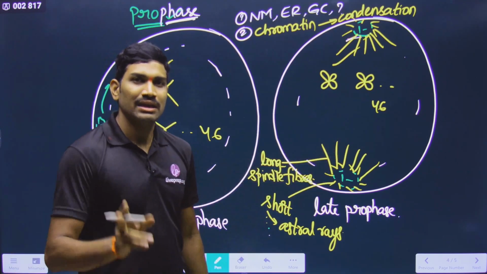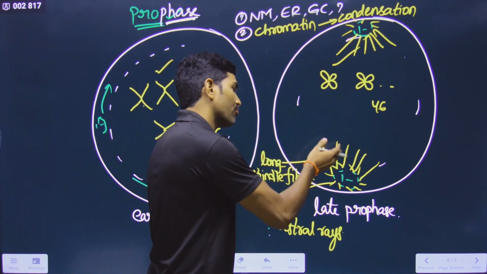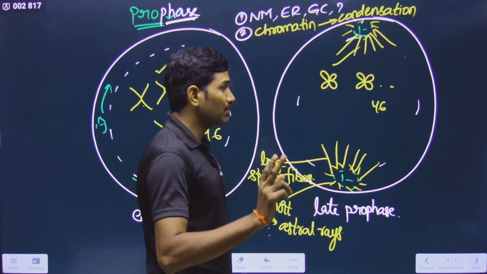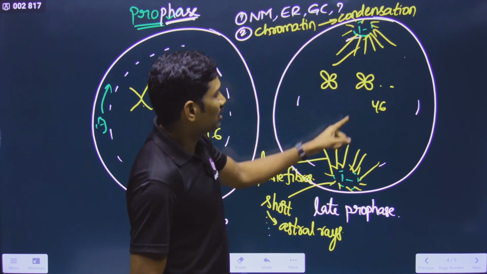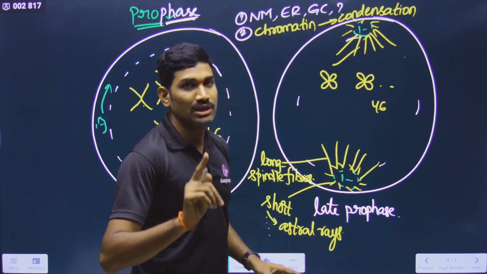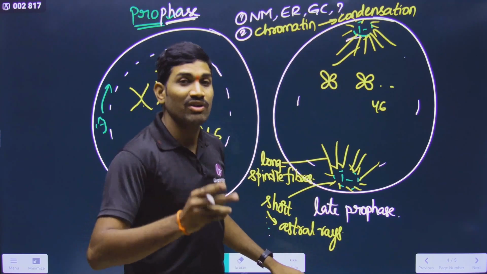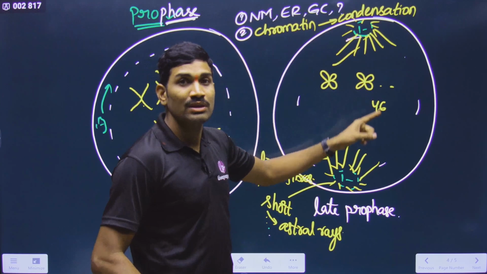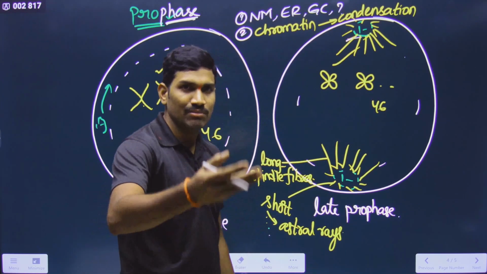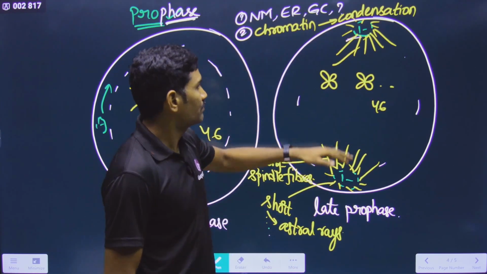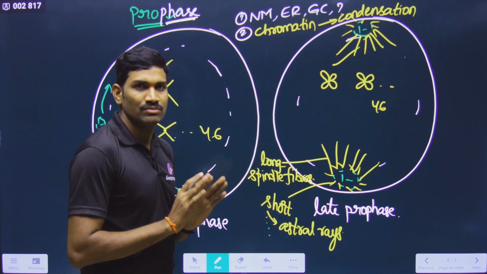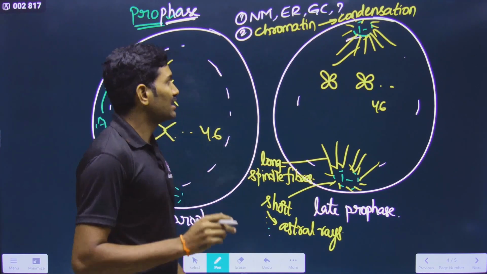Next one, spindle fibers are formed in the prophase itself. But please understand, still they are not attached to chromosomes. This is the most important thing. Many students think that spindle fibers will attach here. No, spindle fibers will attach to chromosomes in the next phase, metaphase, not here. In this way they have given the diagram. Understood or not?